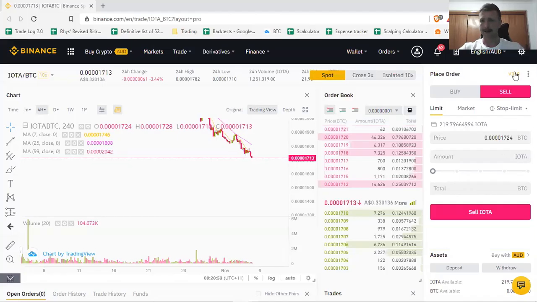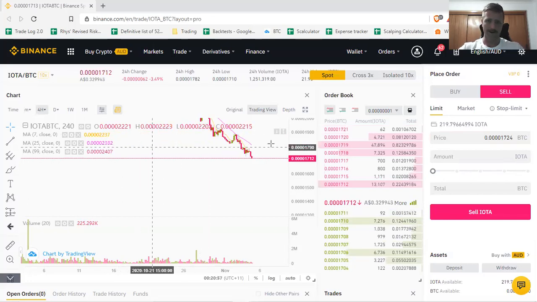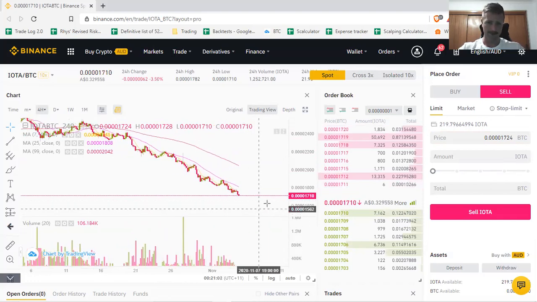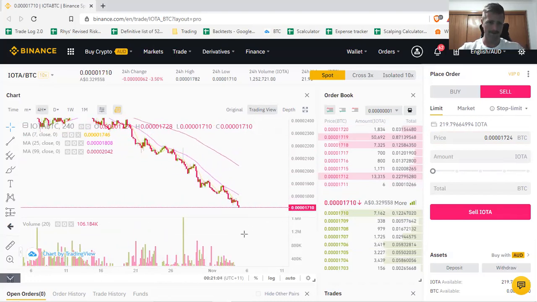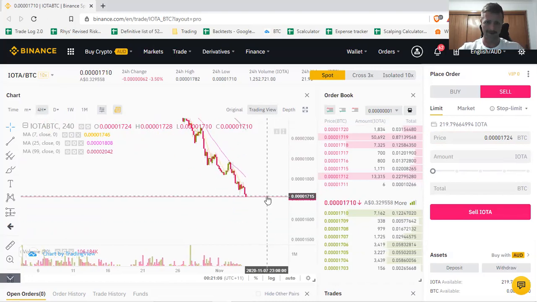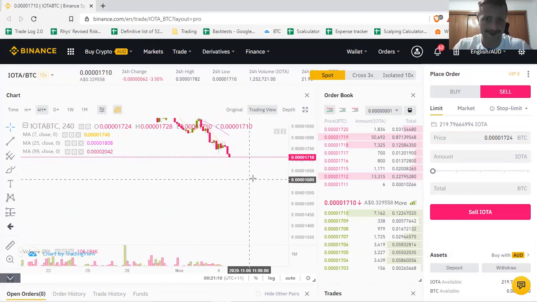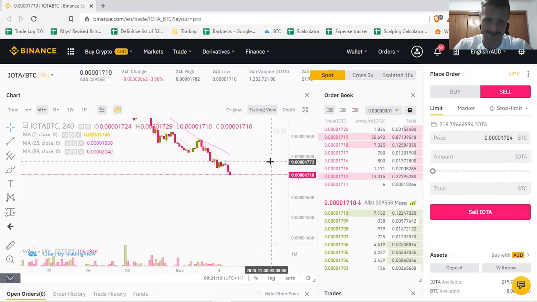So we're going to take a look at IOTA. You can see this is my Binance spot trading account. I've got 220 IOTA. I've been holding them for years, just waiting for them to hit the moon. You know it's coming one of these days. That's not financial advice. Please do not go and buy that and then complain to me when it goes to zero, because that's where it's headed. But we'll see what happens.